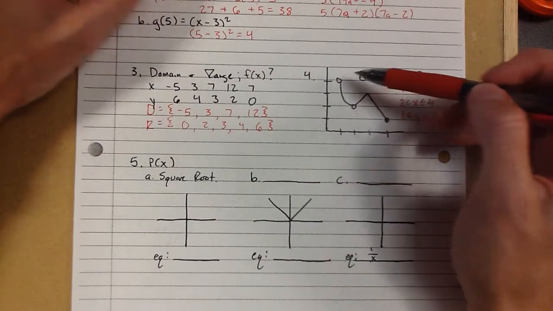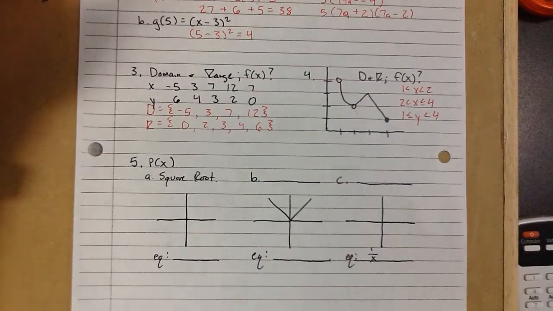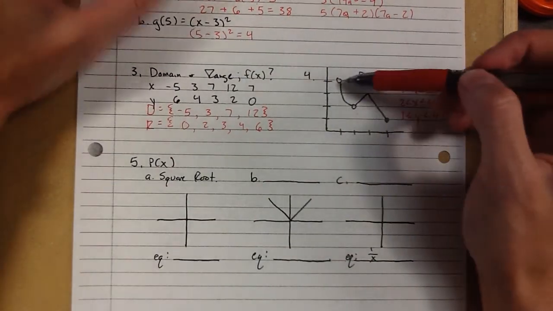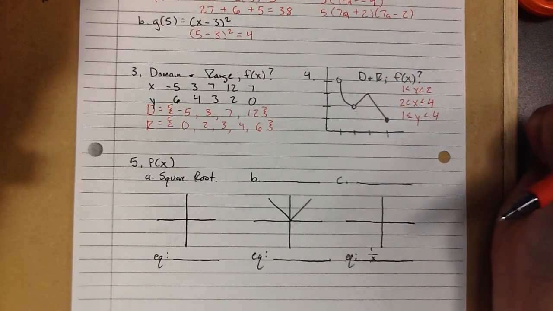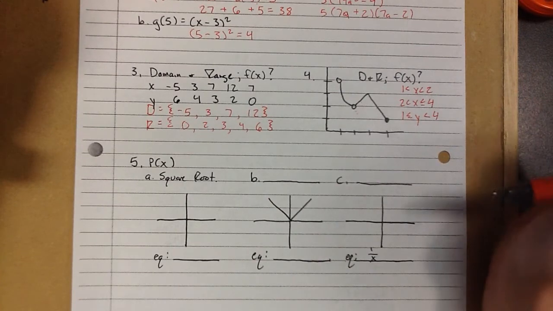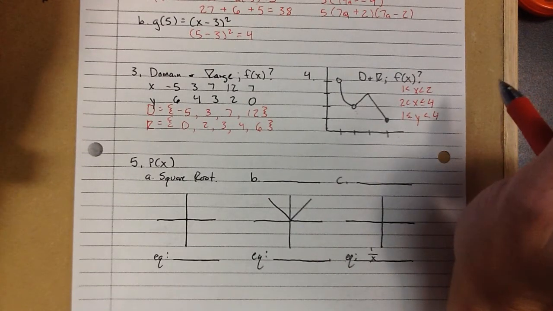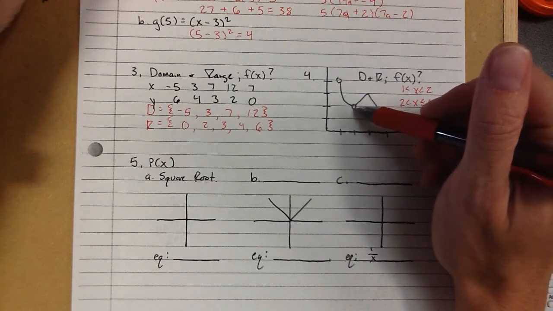Would this be considered continuous or discrete? Or discontinuous? Discontinuous. Why is it discontinuous? There's a hole in the middle. There's a hole right here.